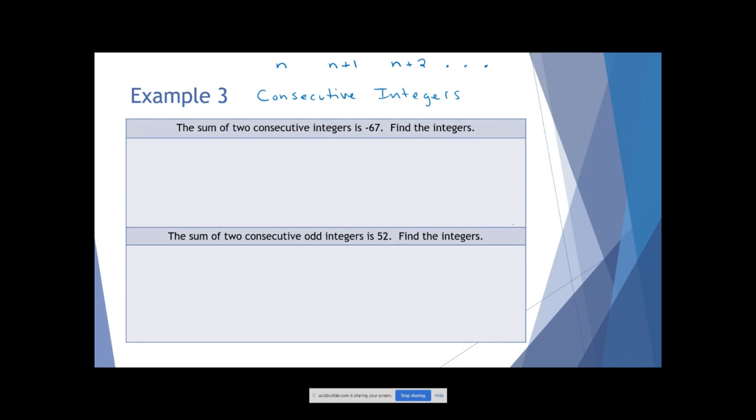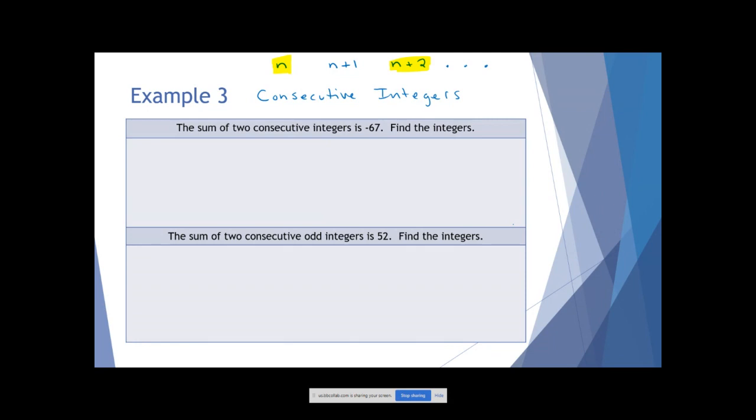If they're consecutive even or odd integers, skip every other one. So if the first even or odd is n, then you have to add 2 to get to the next one. So those, even and odd, it's every other one. So you're skipping every 2 to have consecutive even or consecutive odd integers. So that's the important part in order to solve these type of problems.